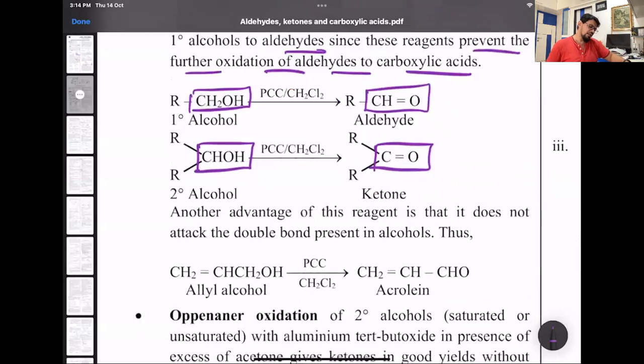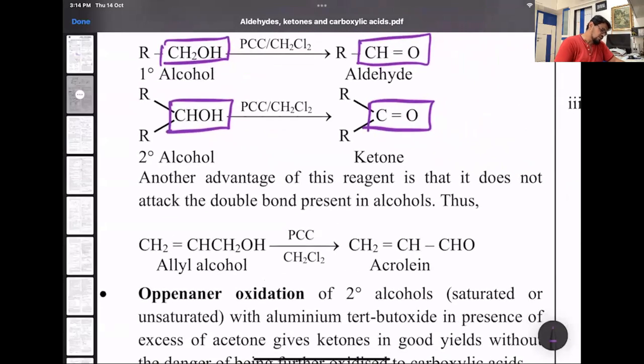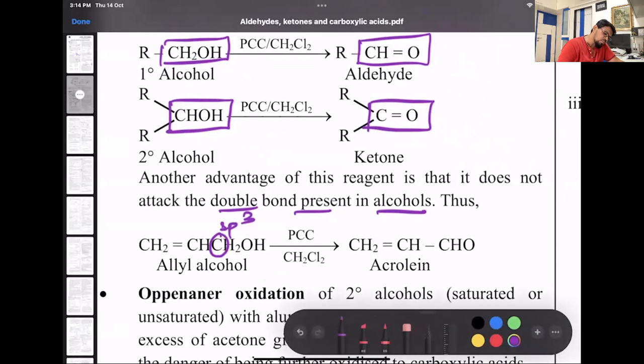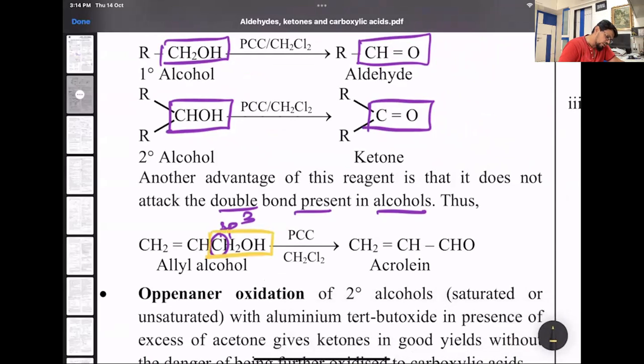That is one. Another advantage of this reagent is it does not attack the double bond present in alcohols. For example, the compound allyl alcohol. We all know allyl: the functional group is attached to a carbon which is sp3 hybridized and is directly attached to a C=C double bond. That's an allyl group, one carbon short of propene. So when you oxidize allyl alcohol, only the CH2OH part gets oxidized to aldehyde. The double bond remains intact.